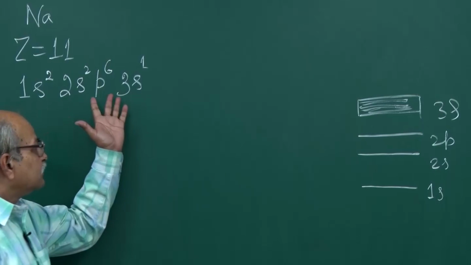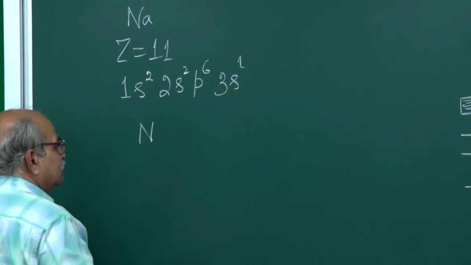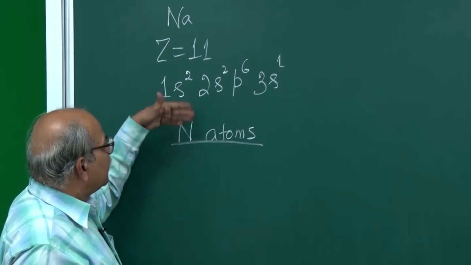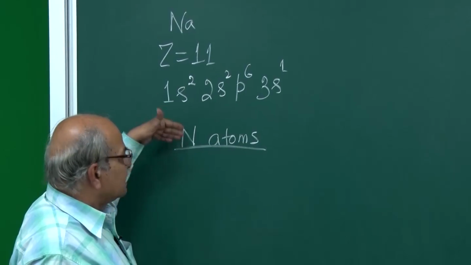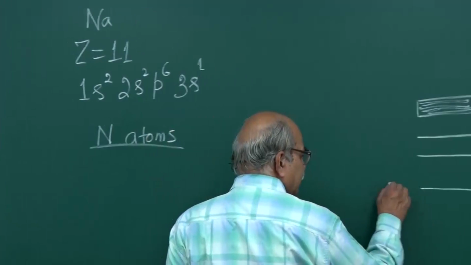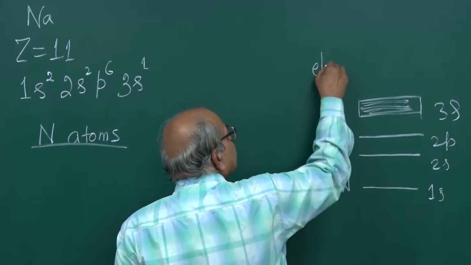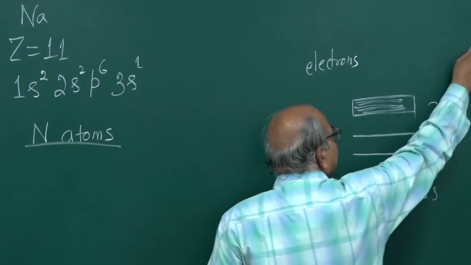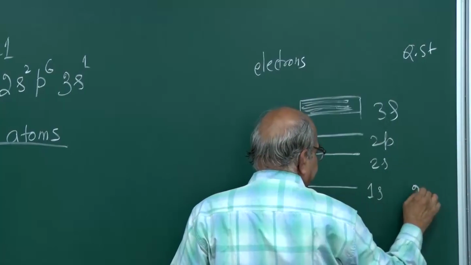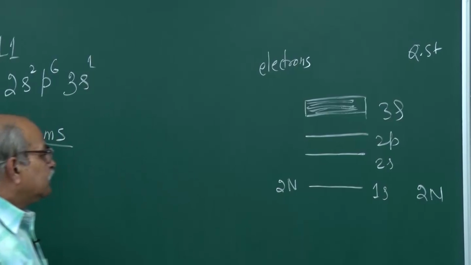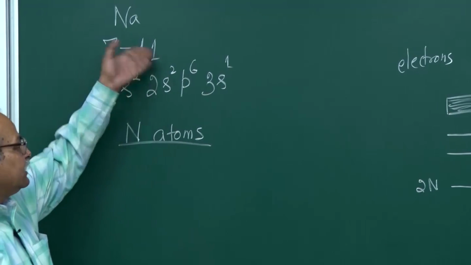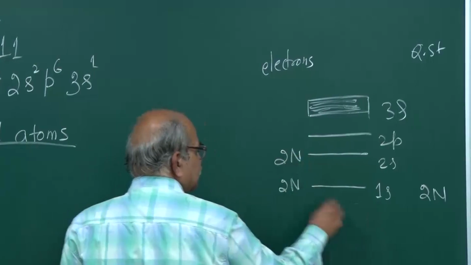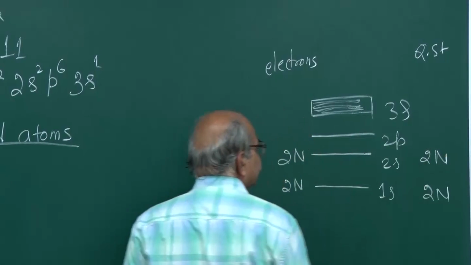Now, as far as a solid sodium of n atoms, let us say, you have 2n electrons in the 1s state. So, this is 2n electrons. Here, the number of electrons is 2n, and the number of quantum states is also 2n. Then in 2s also, for each atom you have 2 electrons. So, here also you have 2n electrons and 2n quantum states.